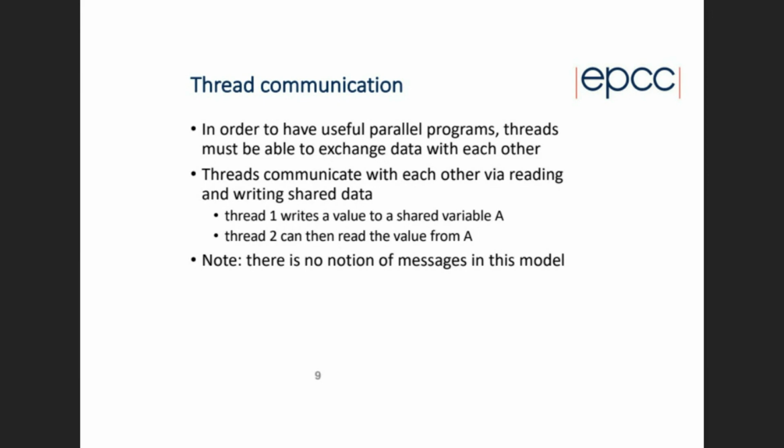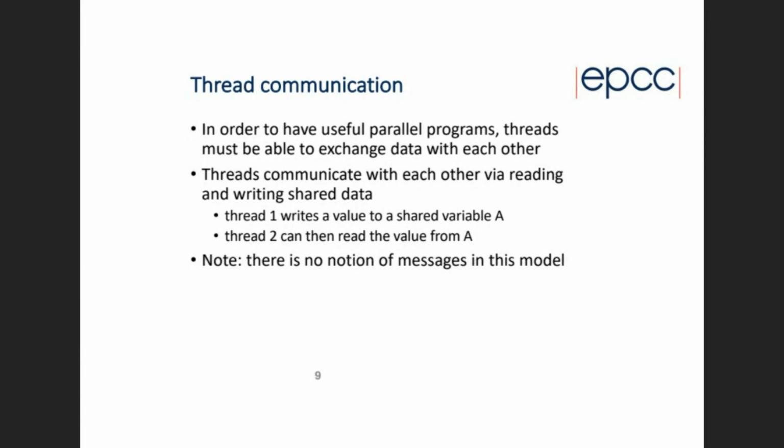So if I have two threads and I want to transmit some data from one to the other, then the way that happens is that thread 1, for example, might write some value in a shared variable, let's call it A, and then at some point later, thread 2 can read the value from that same shared variable A. Okay, so they both have access to that shared data.